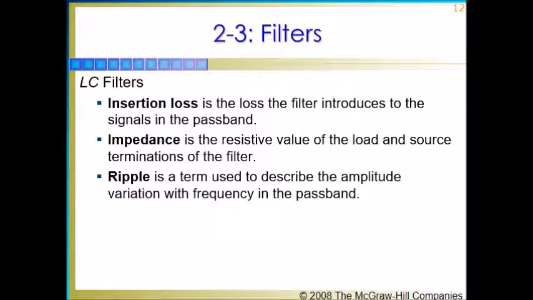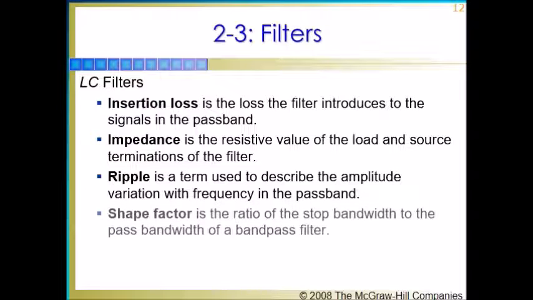Ripple is a term used to describe the amplitude variation with frequency in the passband. Amplitude variation with frequency in the passband, or repetitive rise and fall of the signal level in the passband of some types of filters, is known as a ripple. It is usually stated in decibels. There may also be ripple in the stopband in some types of filters.